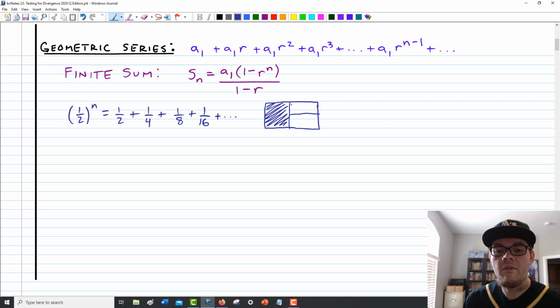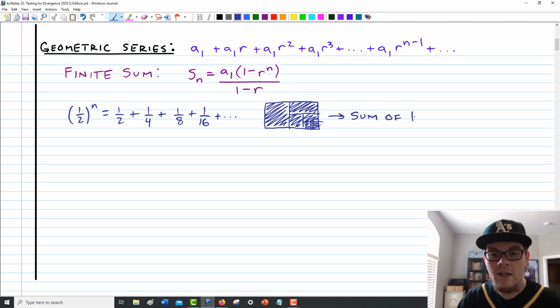We shaded 1/2 of the rectangle, then 1/4 of the rectangle, then 1/8, then 1/16, then 1/32nd, then 1/64th, then 1/128th, and at this point it was very clear that this series was approaching a sum of 1. I guess you could say one rectangle, but the idea is there. We're approaching something, which indicates that this particular geometric series, 1/2 to the n, where the ratio is 1/2, is going to converge. And in fact, that's not a coincidence.